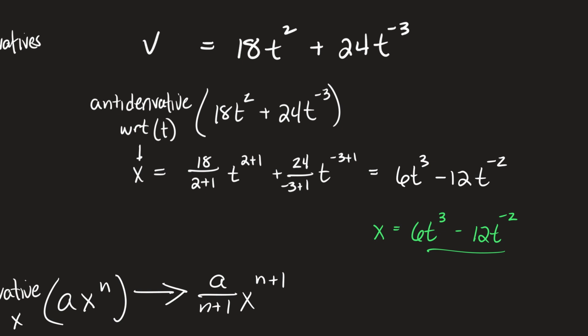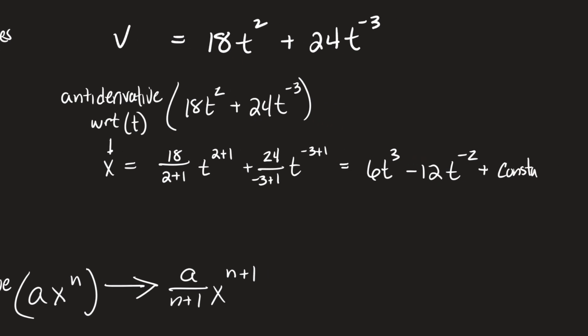Notice they are very similar. There's only one problem with doing this, and I want to explain what that problem is right now. If my original function had a constant, when we took the derivative, that constant would have disappeared. So whenever we take the antiderivative, we have to add a constant. I'll explain more about what this constant means in the coming days.